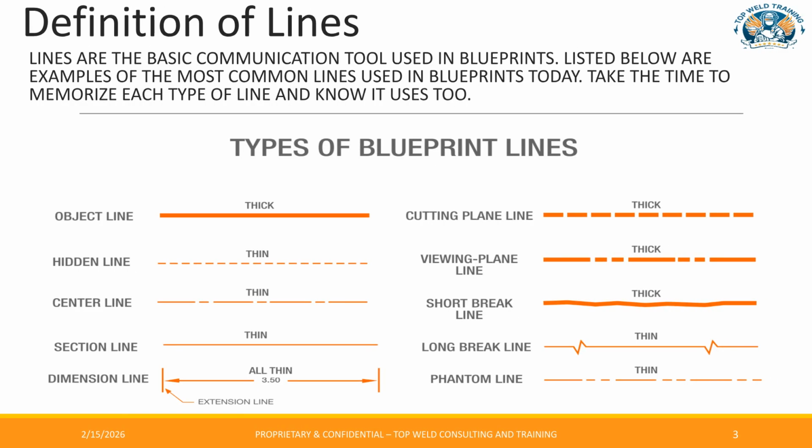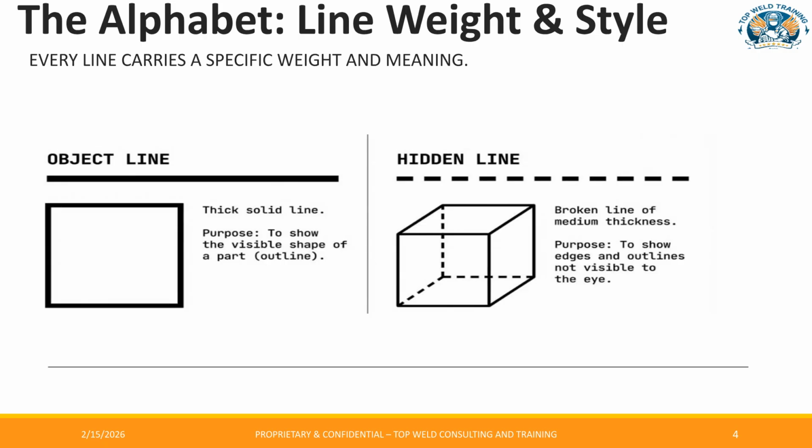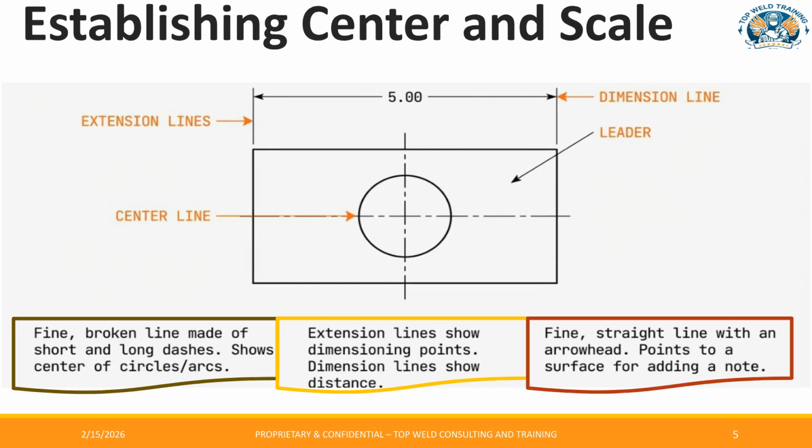Lines are the primary communication tool in any blueprint. You must learn to recognize each type of line and understand the specific purpose it serves. Every line has a specific weight and style. Object lines are thick and solid, used to show the part's visible outline, while hidden lines are broken and of medium thickness, showing features not directly visible. Establishing scale and location is key. Center lines show the center of circles or arcs. Extension lines define dimensioning points, and leaders point to specific surfaces for notes.